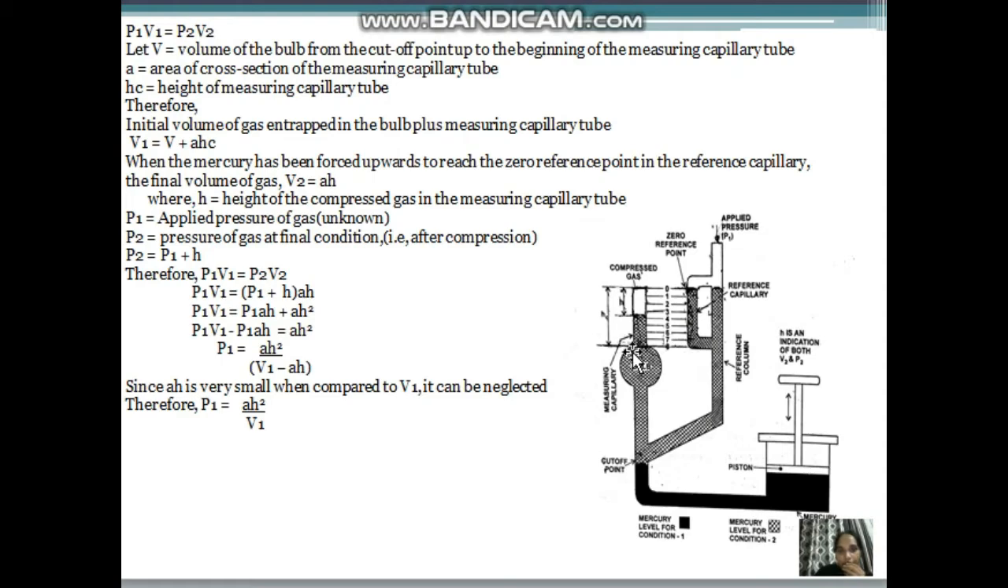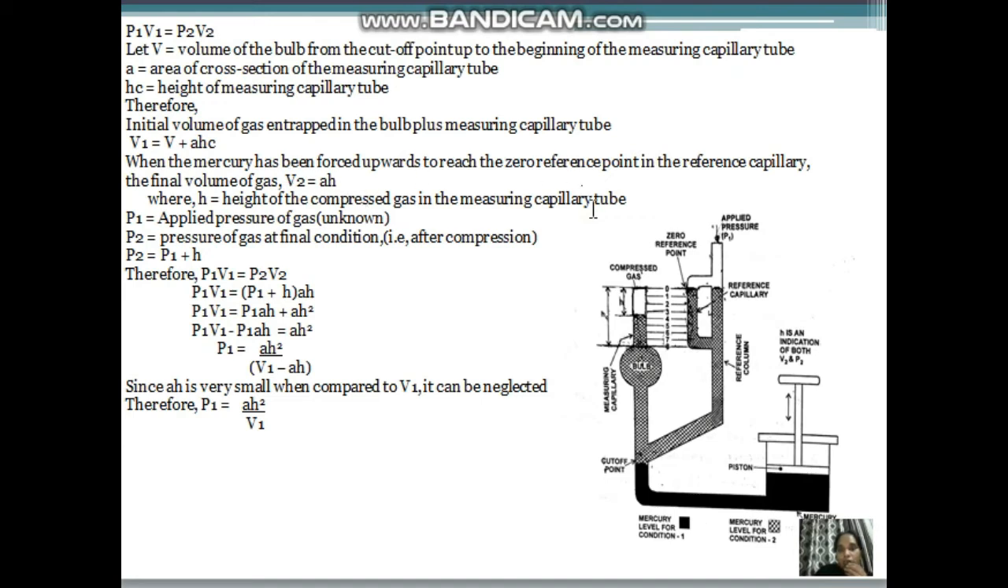So up to here. Let area A equal to the area of the cross section of the measuring capillary tube. Next, HC equal to the height of the measuring capillary tube. Suppose now the initial volume V1 equal to, so initially P1 occupies along this one, right? So V1 equal to this V up to here, V plus the area of cross section of this capillary tube, A into the height of this one, HC.